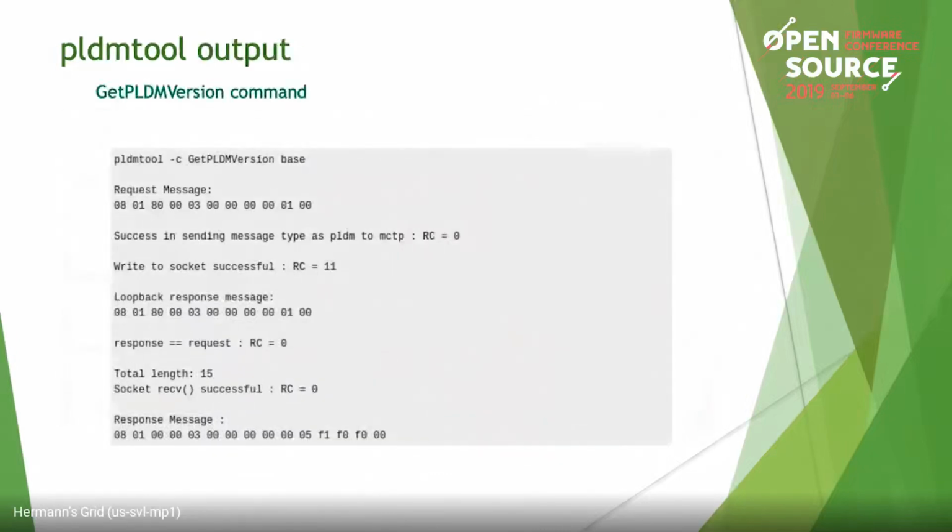Here is some sample output for the PLDM tool. This command gets the base version of PLDM for the base PLDM type. The PLDM tool takes care of putting the MCTP header as the first 2 bytes, with the endpoint and the message type, which is PLDM, followed by the PLDM header, and then followed by the command's request data.